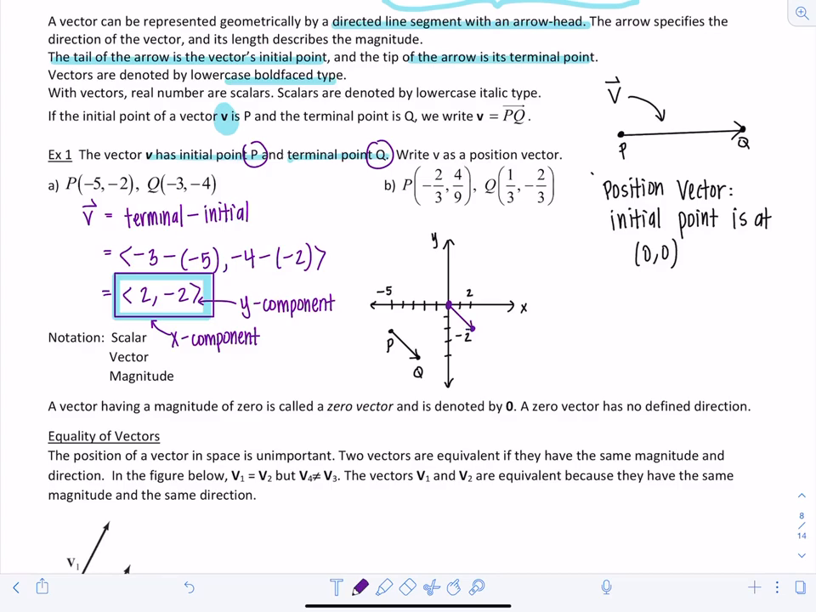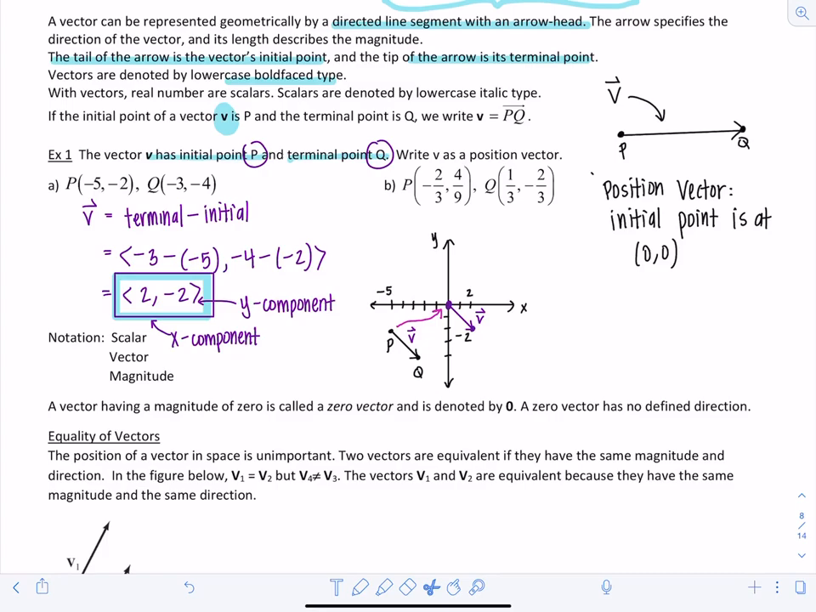And you can see this is the same vector V. I've just translated it. I've just moved that initial point to the origin. And now it's a little more straightforward for me to see the direction that it's going in, as well as its magnitude, its length. Okay? Good.